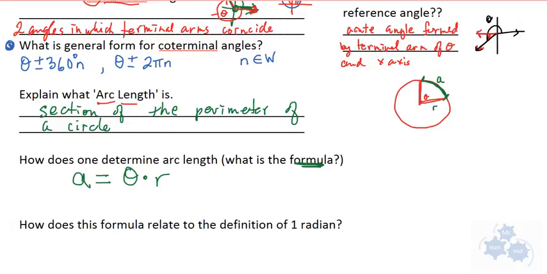So we'll want to put that down here as a little note. Theta must be in radians. I think it makes sense too that A and r have to be in the same units.